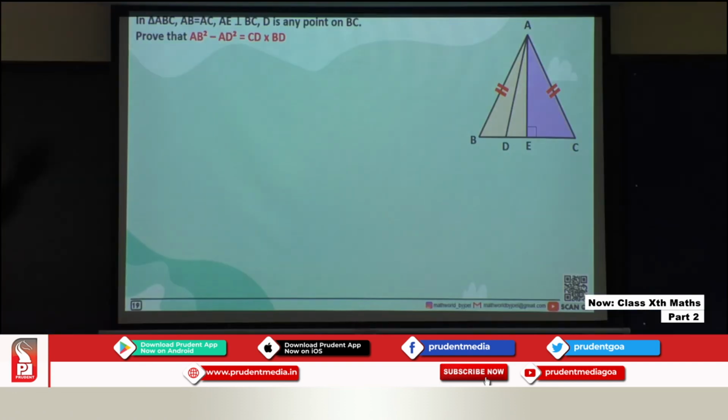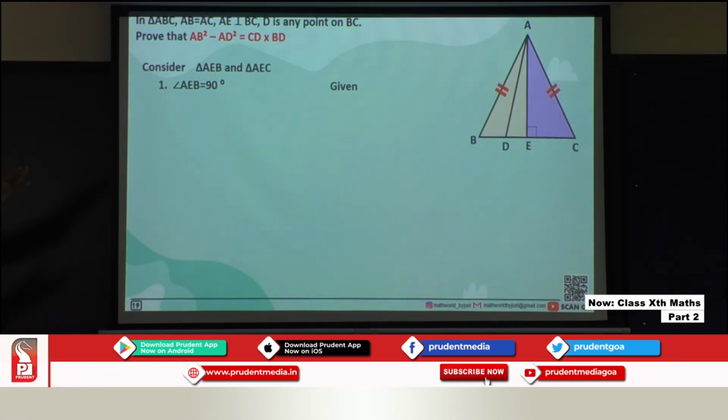Okay, so we are supposed to prove that AB square minus AD square is equal to CD multiplied by BD. So we have considered these 2 triangles, the one in yellow, the other one in purple. So we will write, consider these 2 triangles, AEB and AEC. Now, in this triangle, angle AEB is equal to 90 degrees, which we have understood from the question itself, that it is telling us that AE is perpendicular. Perpendicular means 90 degrees. So I can write that.